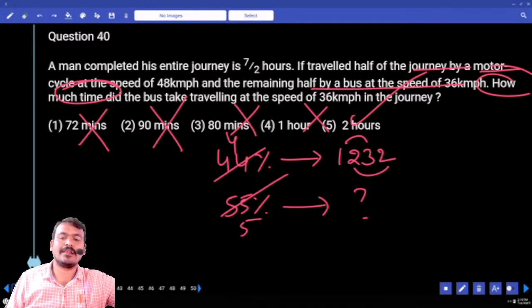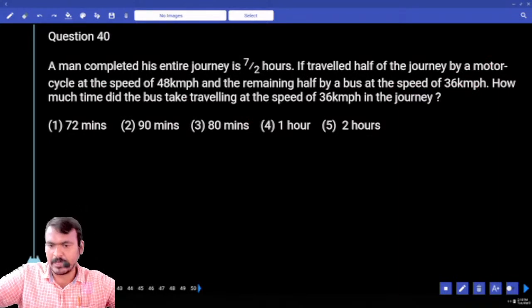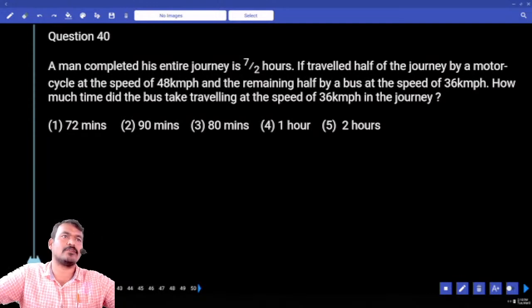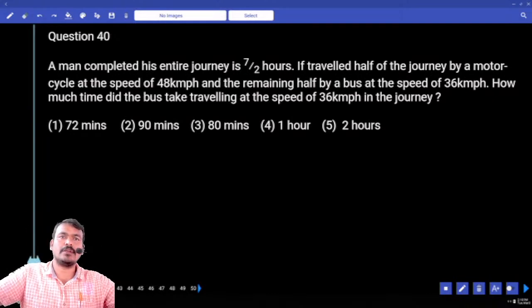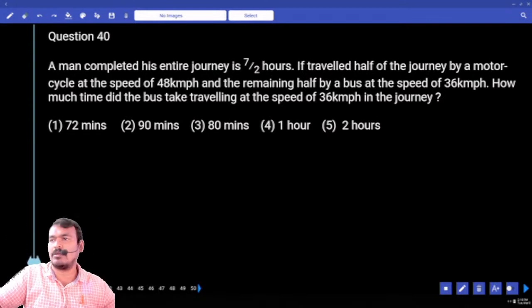A man completed his journey in 7 by 2 hours. If he traveled half of the journey by a motorcycle at the speed of 48 km per hour and the remaining half by bus at the speed of 36 km per hour. Suppose the total distance is d kilometers. In that, first time d by 2, second time also d by 2 or not? Equal distance or different distance? Equal distance. First half and second half, both added, is the total distance or not?